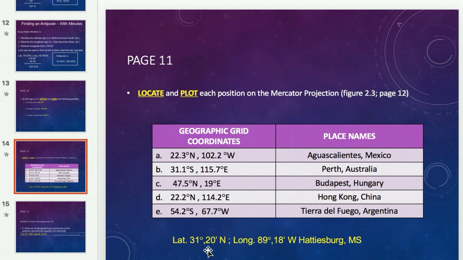Okay, so first thing you're going to do is take that north and change it to a south, and then take this west and change it to an east. Your latitude's going to stay the same, and then you are going to take 179 degrees and 60 minutes, and subtract from that 89 degrees and 18 minutes west.